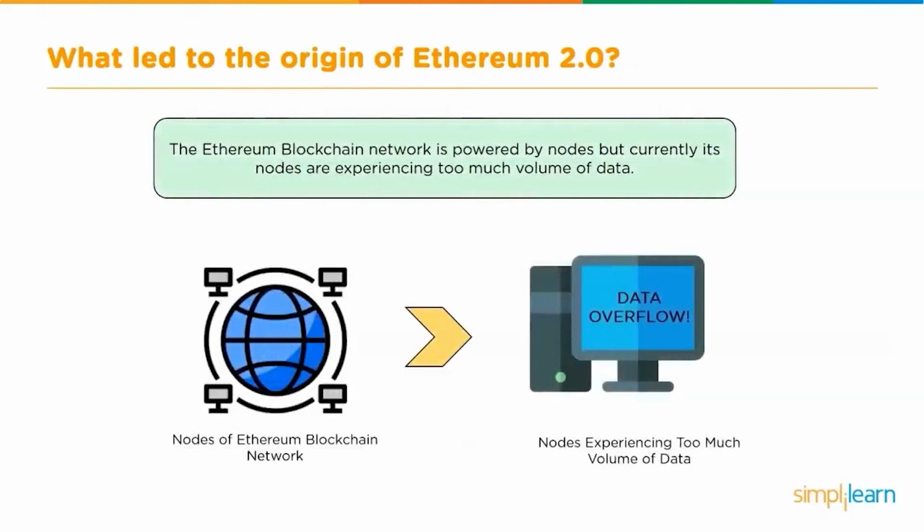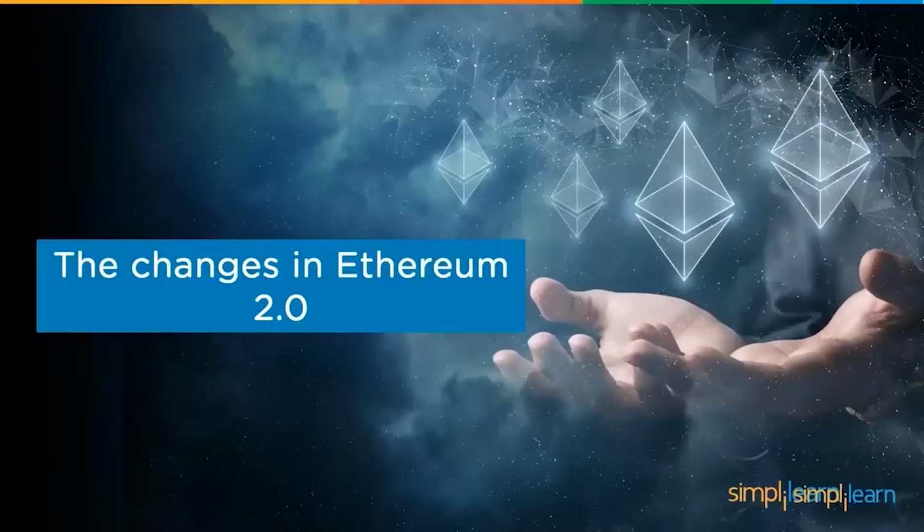Nodes power the Ethereum blockchain network, but currently its nodes are experiencing too much volume. Although the programmers working on the upgrade have claimed that making the nodes bigger wouldn't be practical. Ethereum 2.0 intends to make the network more scalable to handle all of the activities on the Ethereum network. That makes us wonder, what are the changes in Ethereum 2.0?